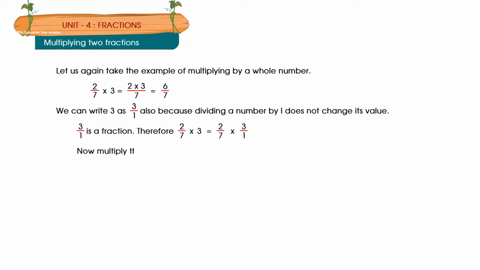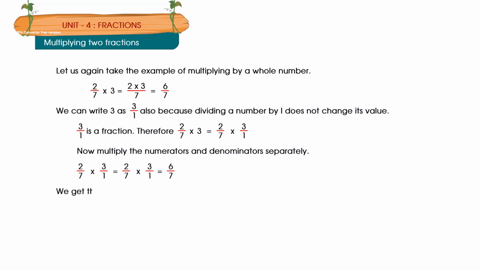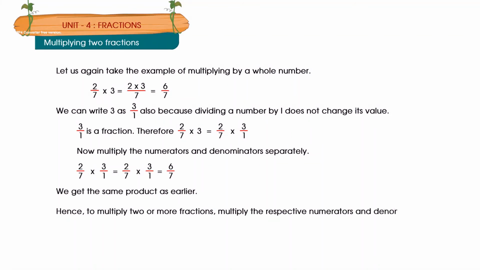Now multiply the numerators and denominators separately. 2/7 × 3/1: 2 × 3 = 6, 7 × 1 = 7. We get the same product as earlier. Hence, to multiply two or more fractions, multiply the respective numerators and denominators.